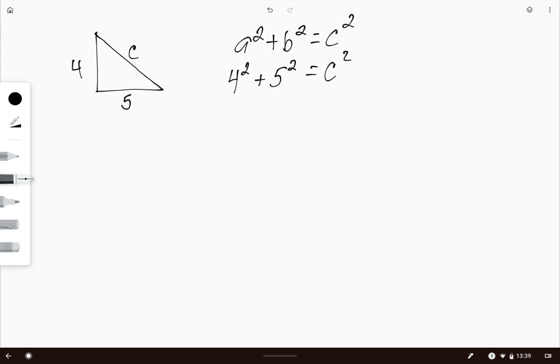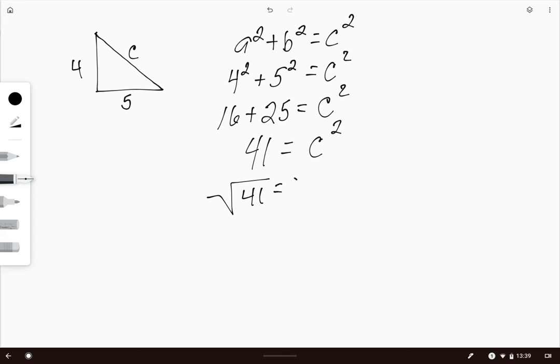4 squared means 4 times 4, so that's going to be 16. 5 squared means 5 times 5, which is 25, and all that equals c squared. So 16 plus 25 is 41, which equals c squared. Then I take the square root of both sides, because the square root is the inverse operation of the exponent. It is also the way I can isolate the variable c by itself. So those cancel out, and I'm left with c equals the square root of 41.